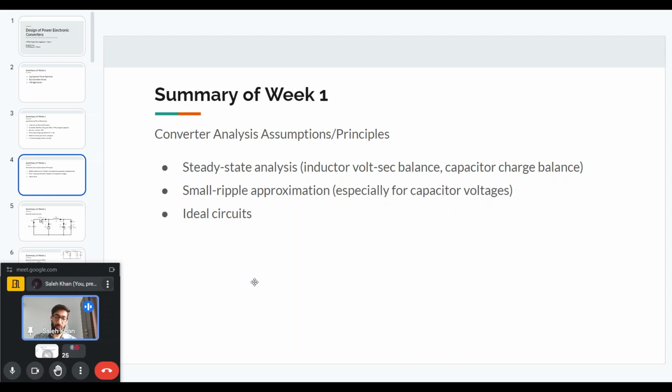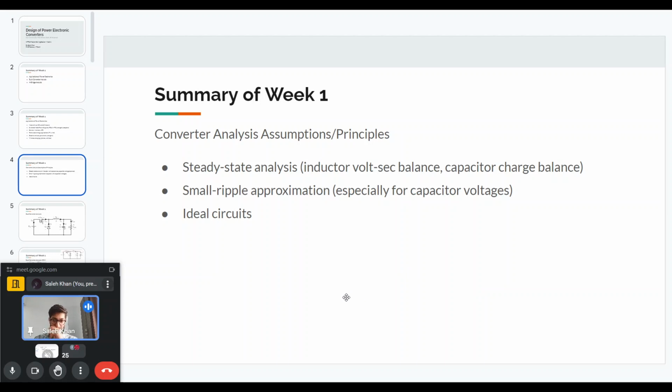Another approximation that we make during this analysis is what is called the small ripple approximation, or sometimes linear ripple approximation. That means even though the capacitor voltage will have some fluctuation, we assume that the fluctuation is so small that we can approximate that voltage to be constant. This is especially true for capacitor voltages. Even though for inductor currents we'll also make this assumption sometimes, the inductor current ripple is usually not that small compared to the capacitor voltage ripple, which we usually take to be quite small, especially in DC-DC converters.